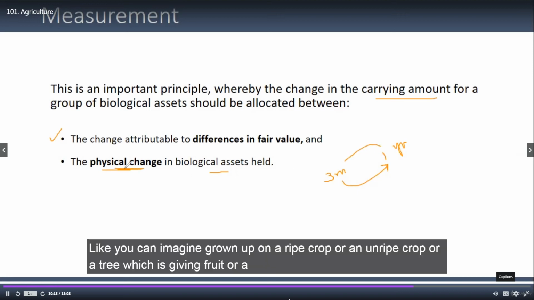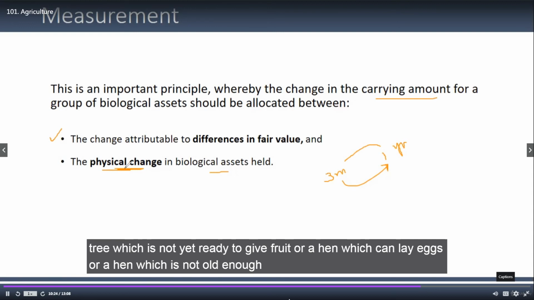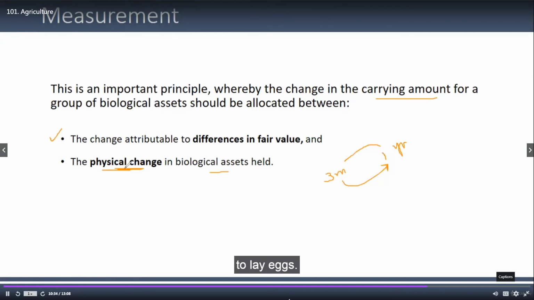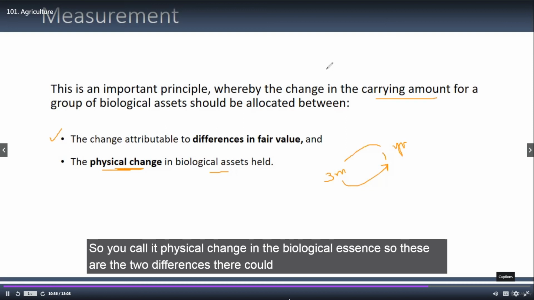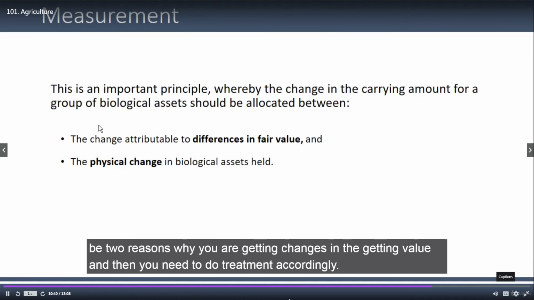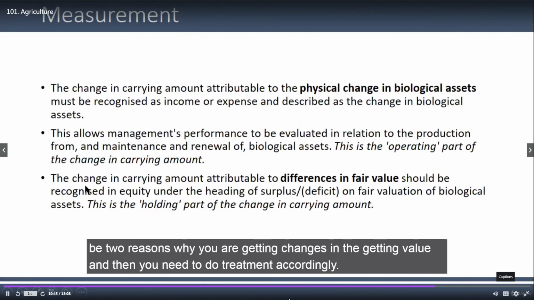Okay. You can imagine a grown up or ripe crop or an unripe crop, or a tree which is giving fruit or a tree which is not yet ready to give fruit, or a hen which can lay eggs or a hen which is not old enough to lay eggs. So you call it physical change in the biological asset. So these are the two differences. There could be two reasons why you are getting changes in the carrying value, and then you need to do treatment accordingly.